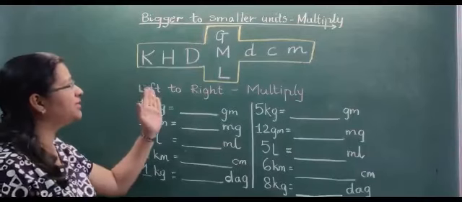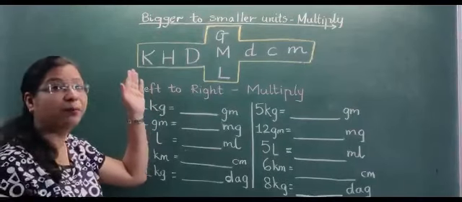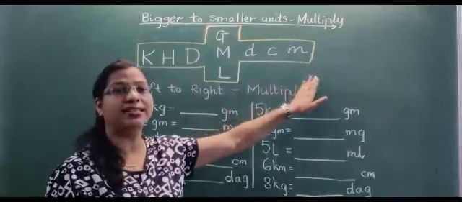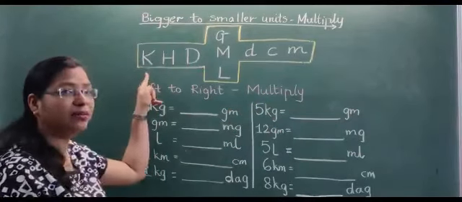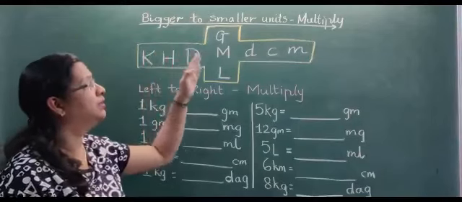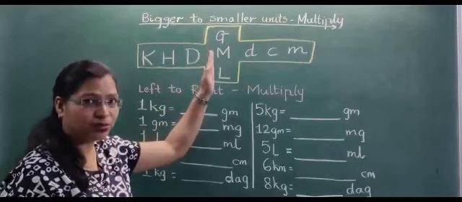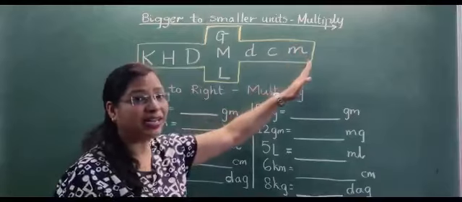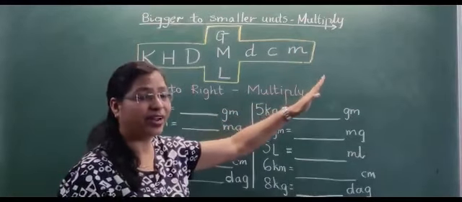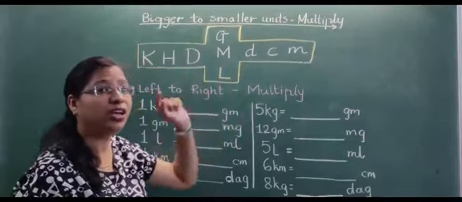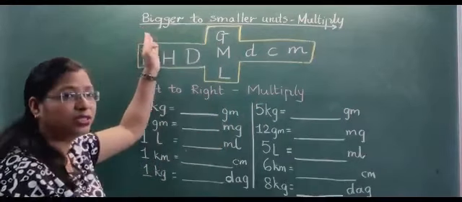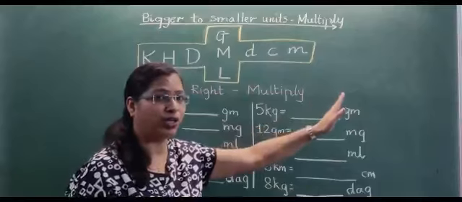So here you can see to the left side there are bigger units and to the right side there are smaller units. For example, kilogram is a bigger unit, gram is a smaller unit, milligram is still smaller, right? So as you are moving from left to right, you are heading from bigger unit to a smaller unit.